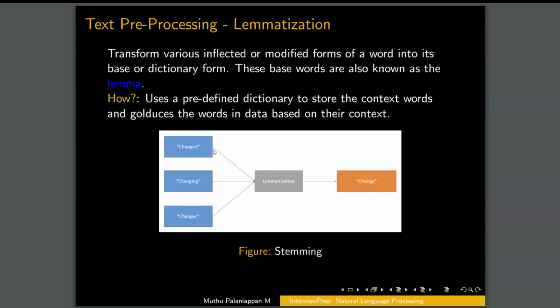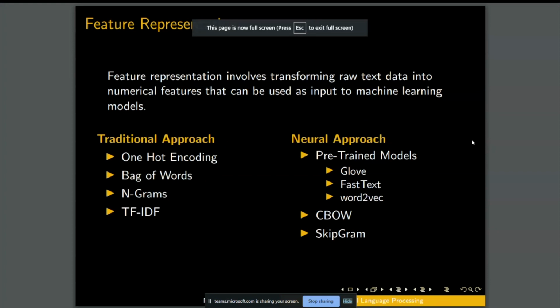How is it trying to do that? Because we need to know, right? Stemming cannot do this. Lemmatization does it by using something called a predefined dictionary. We are done with the text representation.